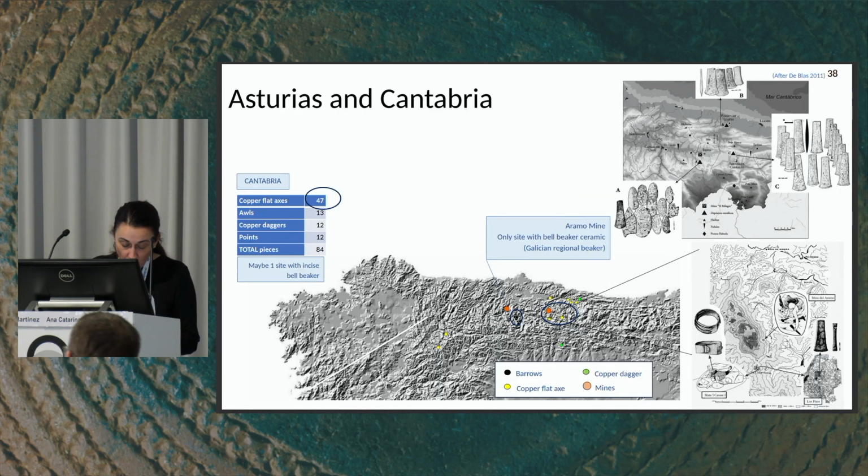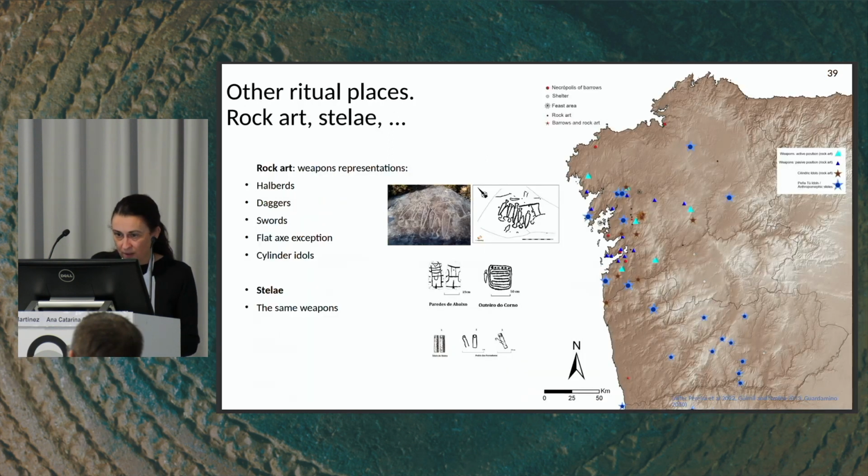If we look to the north, particularly to Asturias, we see that the flat copper axe is the materiality that allows us to think of a supralocal identity. Only one Beaker site is recorded in the region in the Galician regional style, the Aramo. In Cantabria, we once again find different contexts with metals, a total of 84 pieces in the province, but only one site with incised Beaker, maybe Cienpozuelos style, is documented.